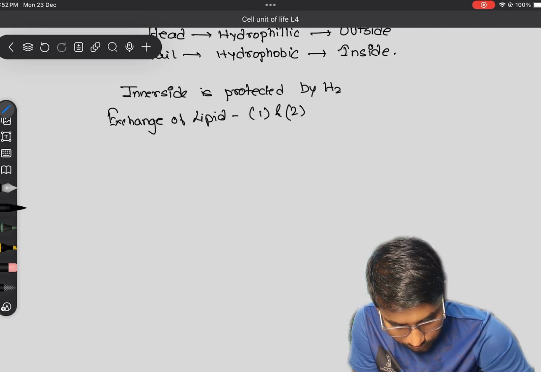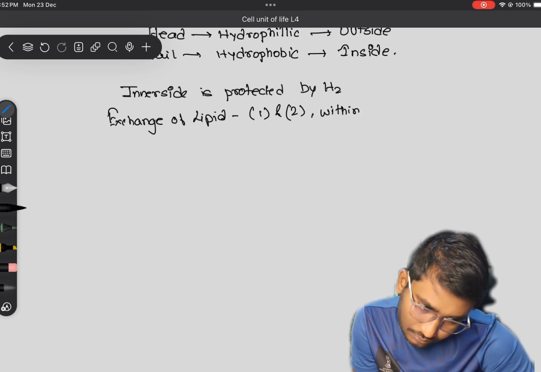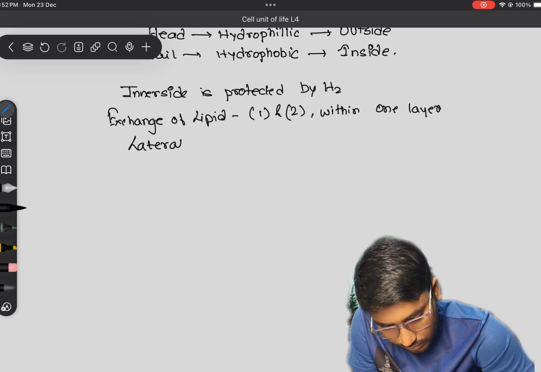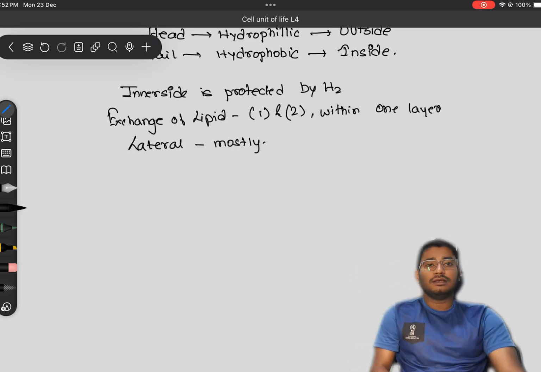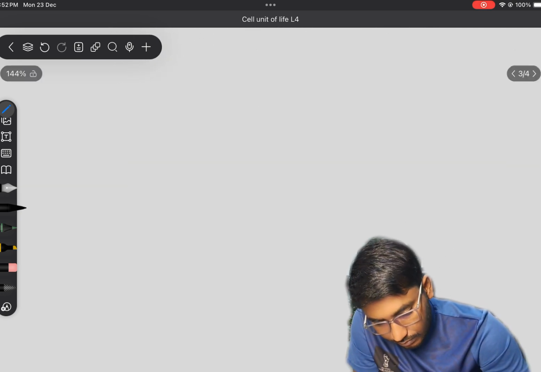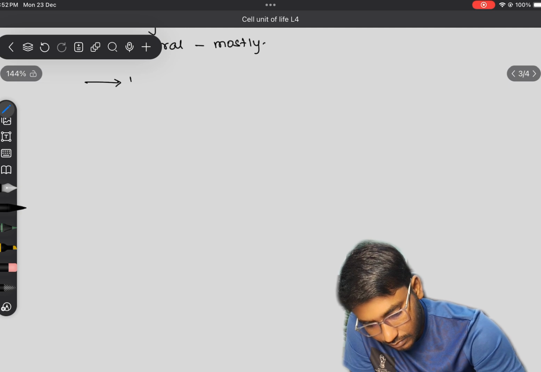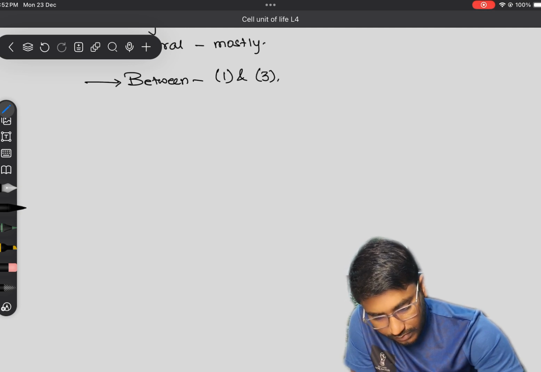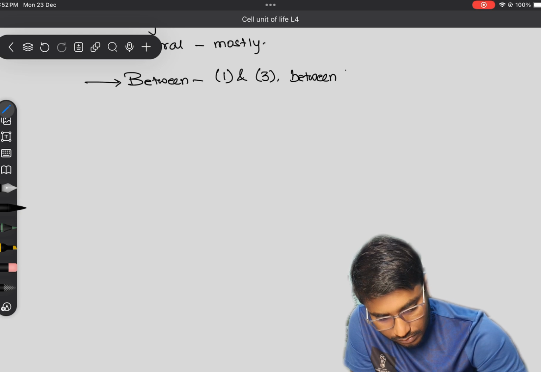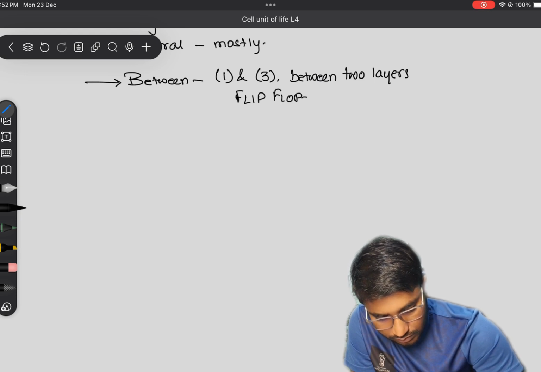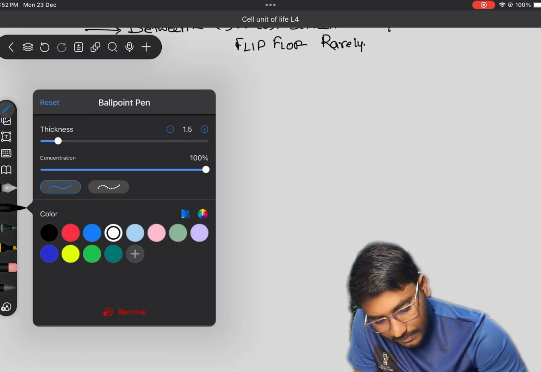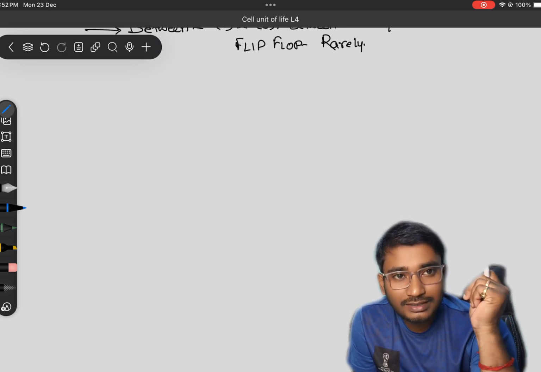Exchange of lipid between 1 and 2 within one layer is lateral; mostly they are on the lateral sides. Between 1 and 3, between two layers, flip-flop occurs rarely. Now I am drawing a structure. Just look at this structure, I will explain it.